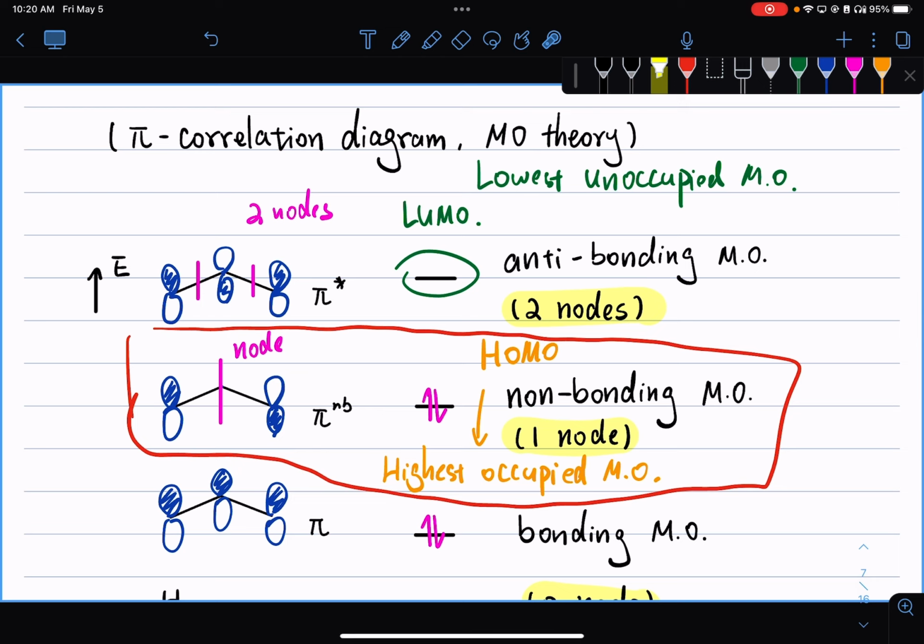So would you still consider a singly occupied pi orbital as a HOMO? Like if there was just one electron in that, would it still... We'll see that. We'll see that when we're talking about the radical case.